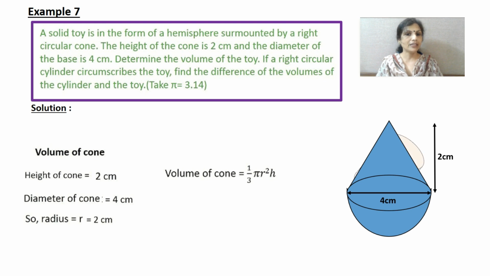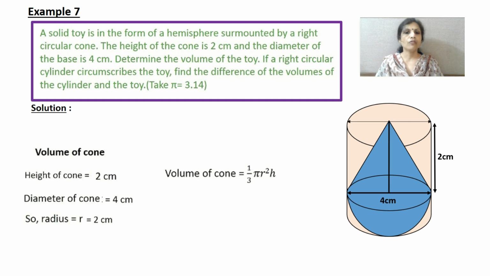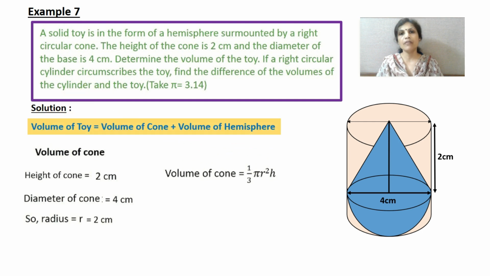So it will be like this, alright. And what we have to find out is the volume of the toy and the difference of the volume of the cylinder and the toy. So to find the volume of the toy, it will be the volume of a cone plus the volume of a hemisphere. So let's find out one by one.